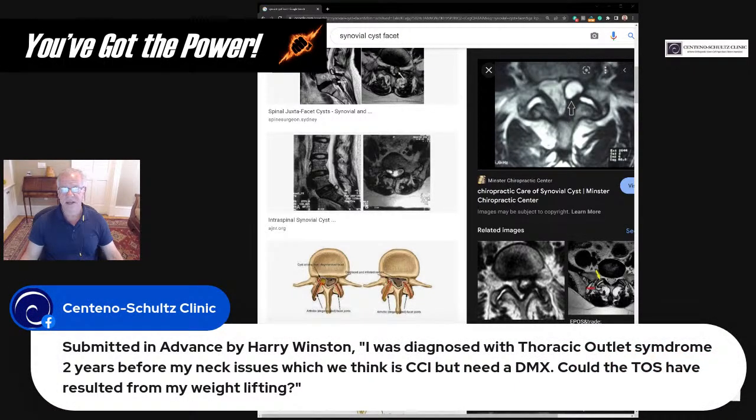Centeno Schultz Clinic submitted by Harry Winston: I was diagnosed with Thoracic Outlet syndrome 2 years before my neck issues, which we think is CCI, but need a DMX. Could TOS have resulted from my weightlifting?